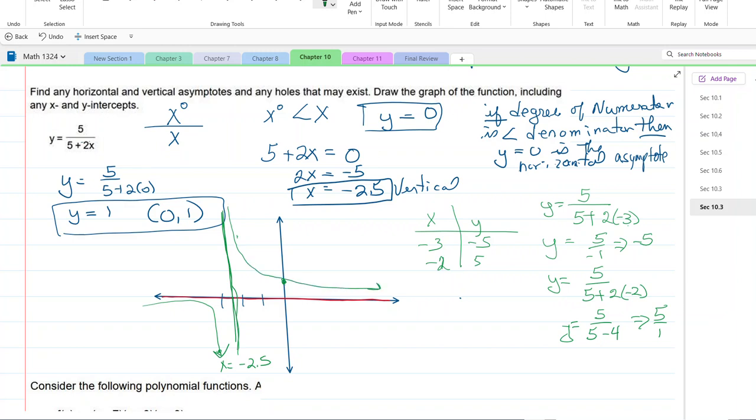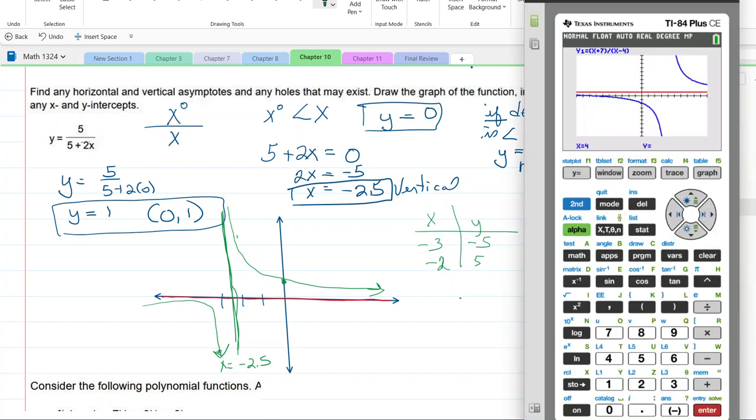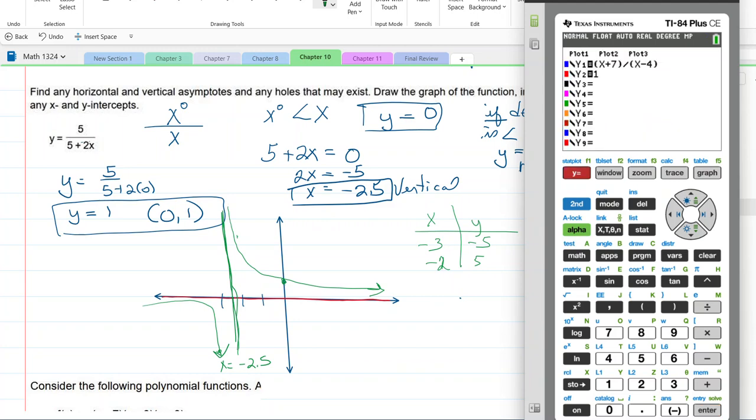All right. So now we know, because it's not going to cross that red line, the horizontal, it's going to go down. All right. And I kind of drew it kind of crazy. Let's see how good we are. All right. I'm going to clear the next one.